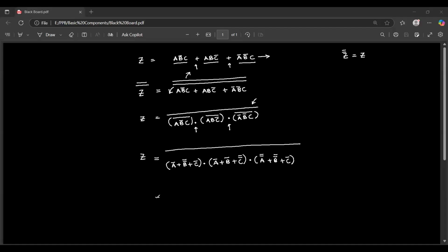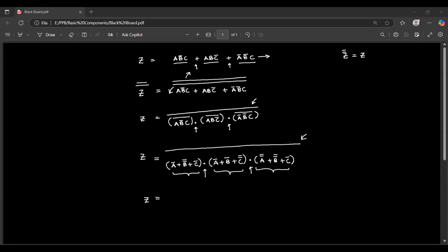Now we have everything that we want. Why? Z is equal to, here you can see this is in sum expression. It's in the sum format, and we are connecting by using AND gates. So this is actually in product of sums. But the only irregularity is this outer bar. We'll talk about that.